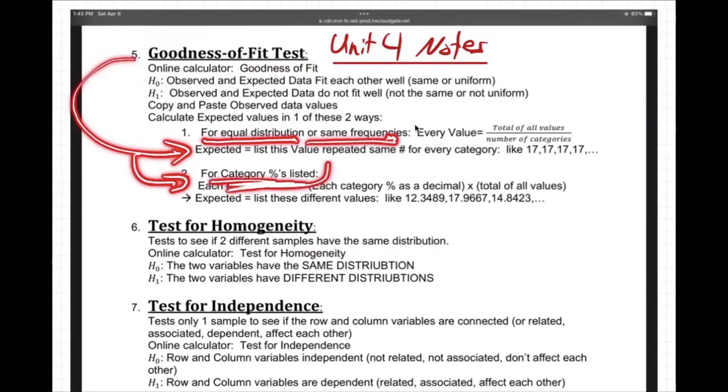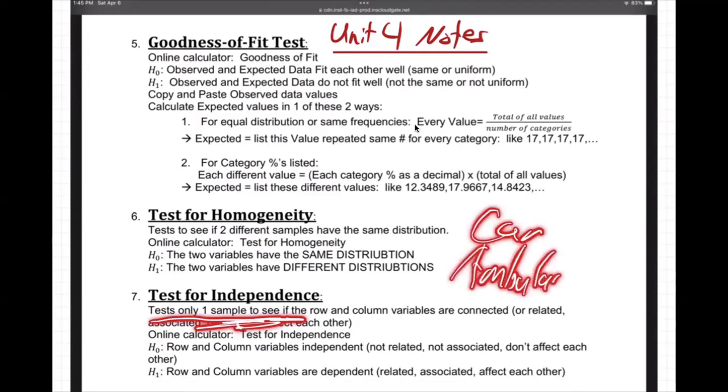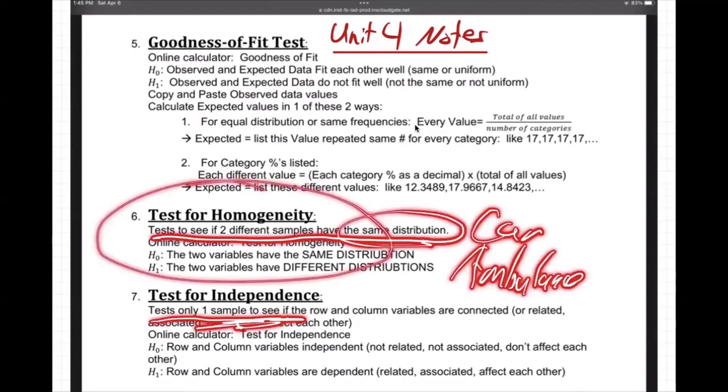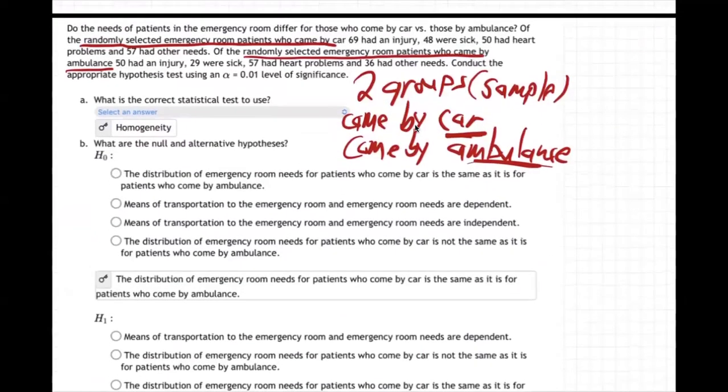The other type is if they give you category percentages. They didn't give us category percentages. They just gave us numbers from a sample survey, so it's not that. How about test for independence? Well, that's only one sample, not two different groups. We had two different groups, those who came by car and those who came by ambulance. We're seeing if they have the same kind of needs or not, if two different samples are the same or not. That's test for homogeneity. So that's where we're at. Okay, so what's the null?